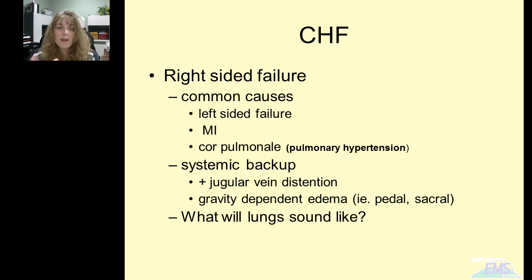But the systemic backup, because it's the right side of the heart that's failing to pump properly, it's going to back fluids up into the dependent areas. So if they're standing up and moving around, it's going to be in their ankles and in their legs. If they're laying in bed, it's going to be in their sacrum, so it's going to be in their back. And the lung sounds on a right-sided heart failure patient should be dry, because the problem is before the lungs. The problem is backing up the line before it reaches the lungs, so it's going to have dry lungs, and that's important to remember.